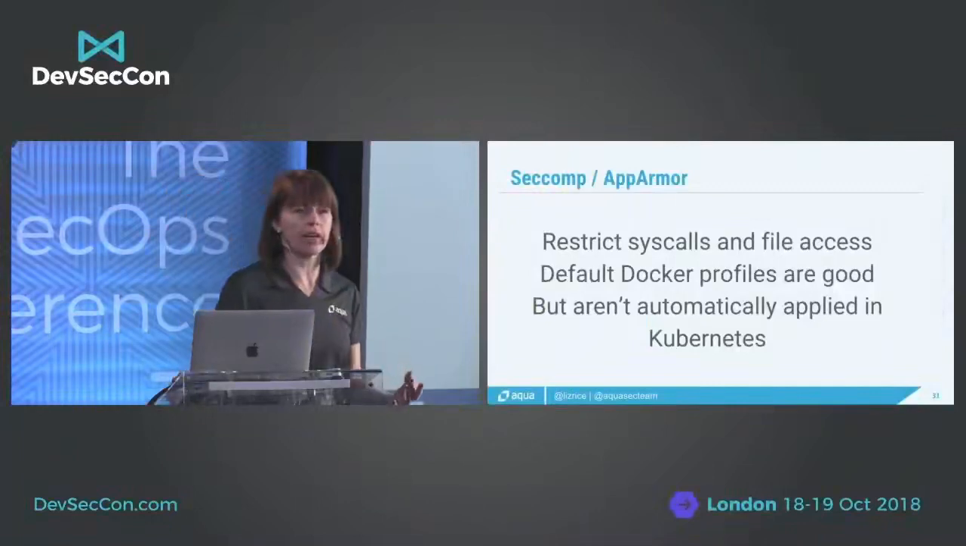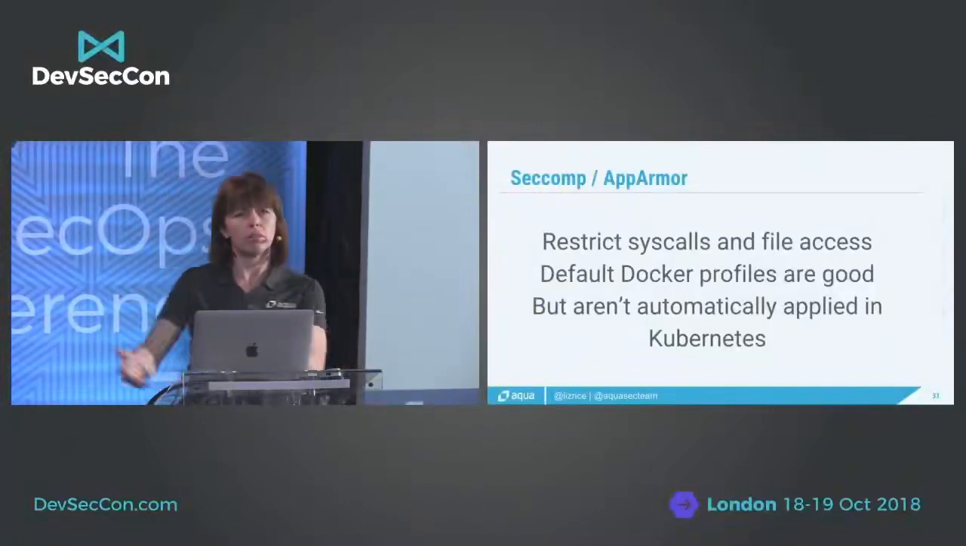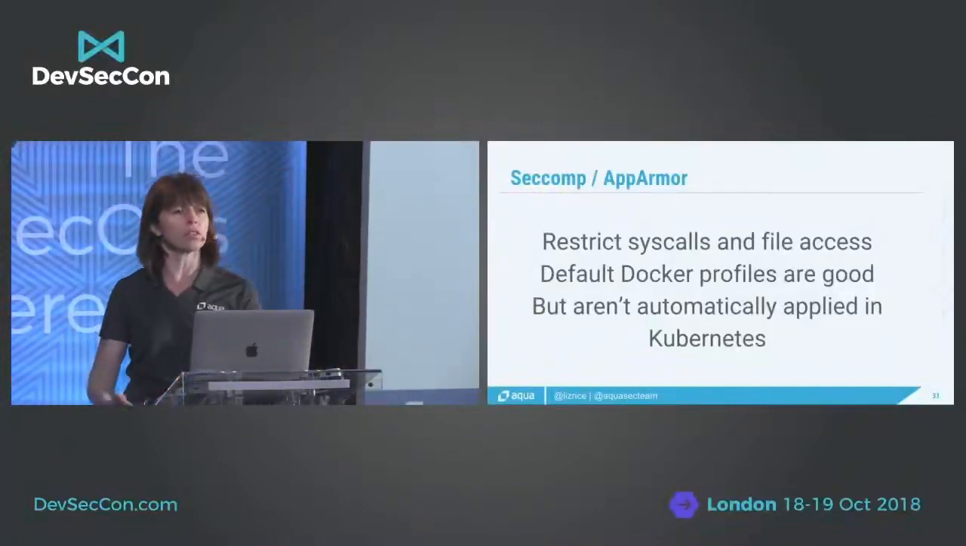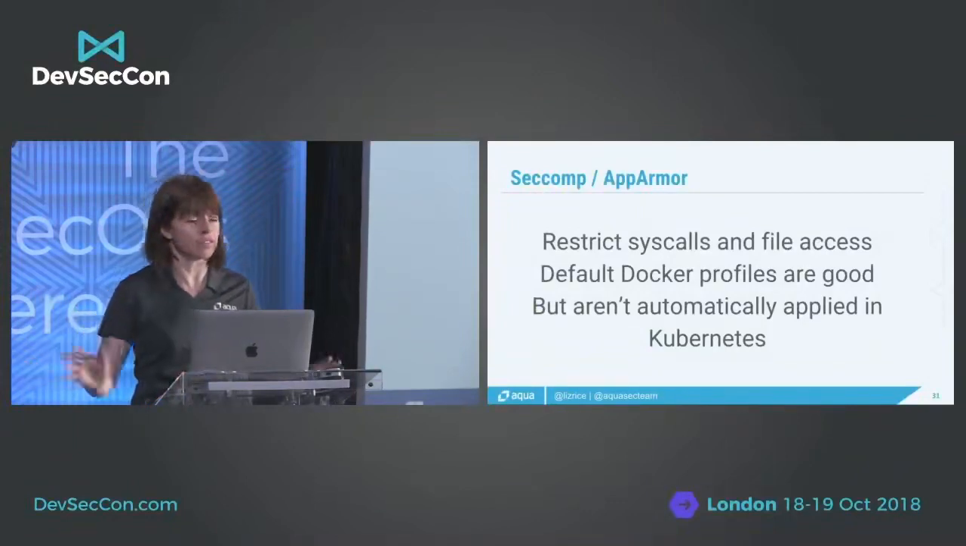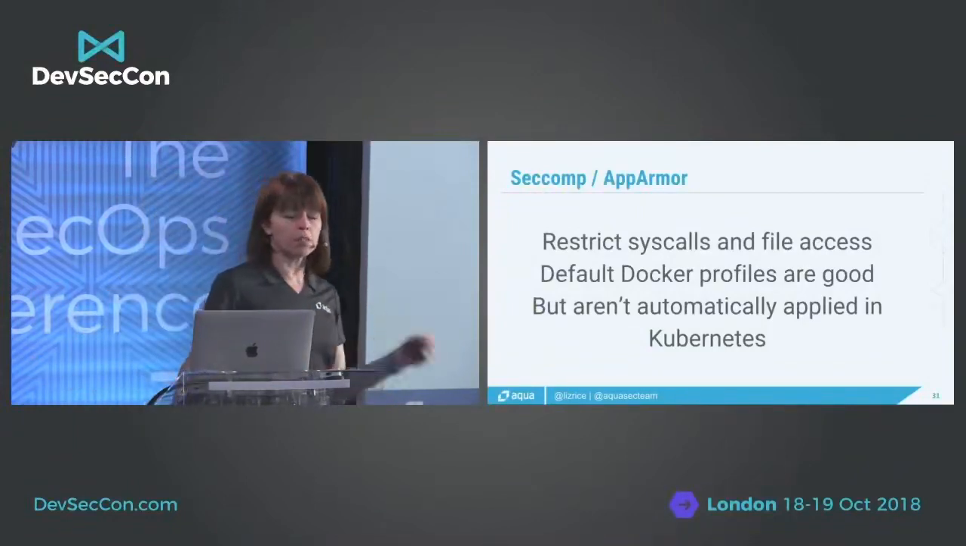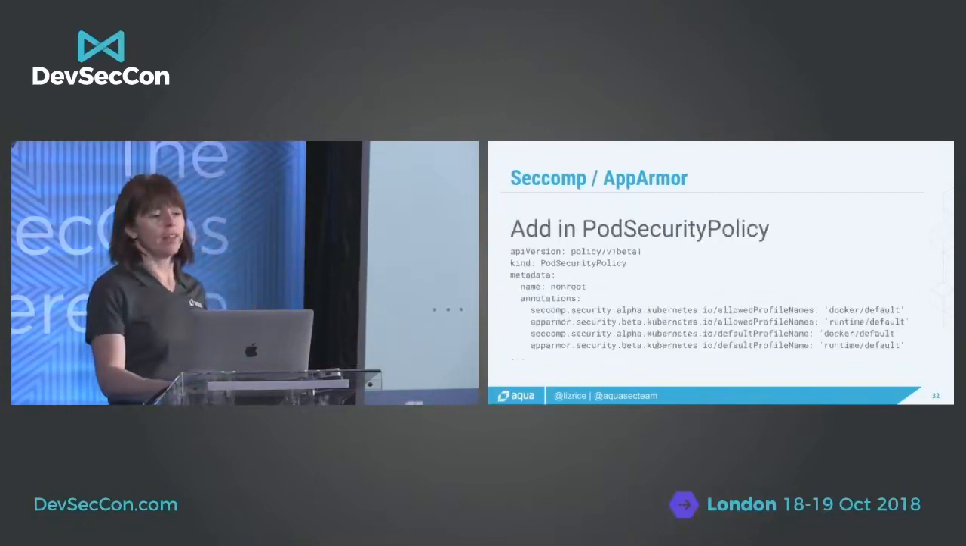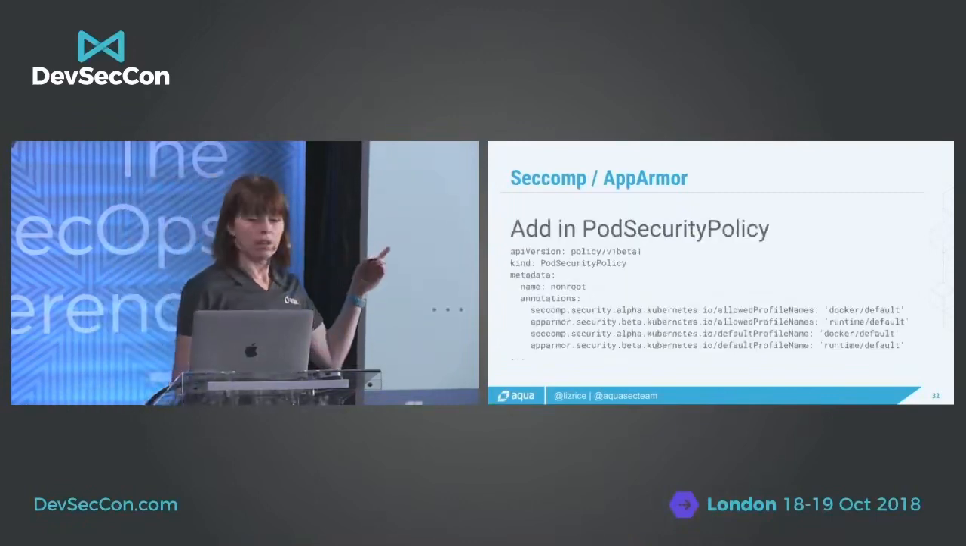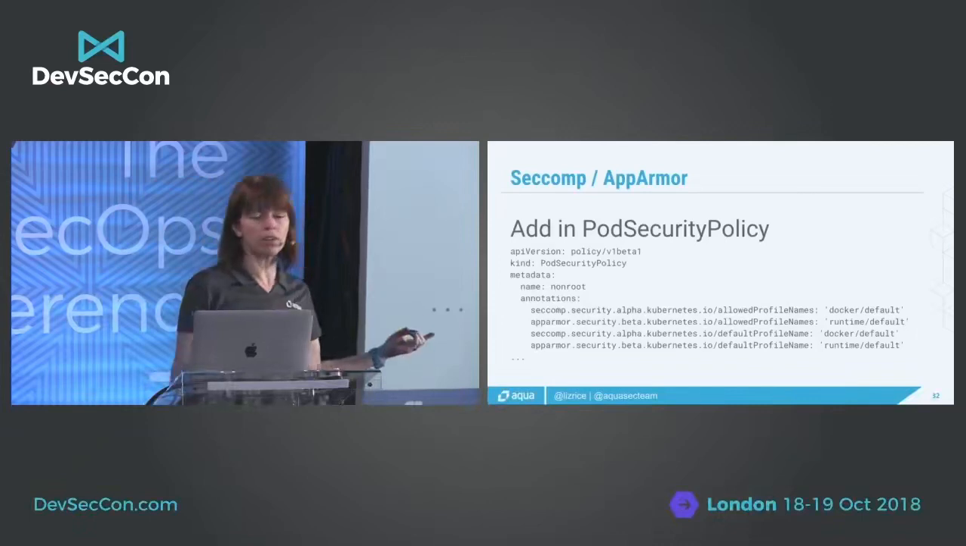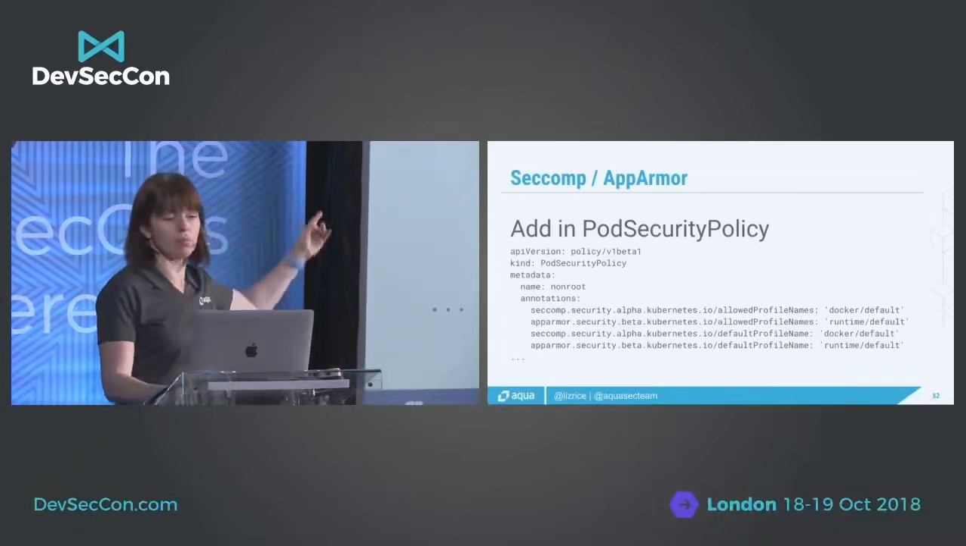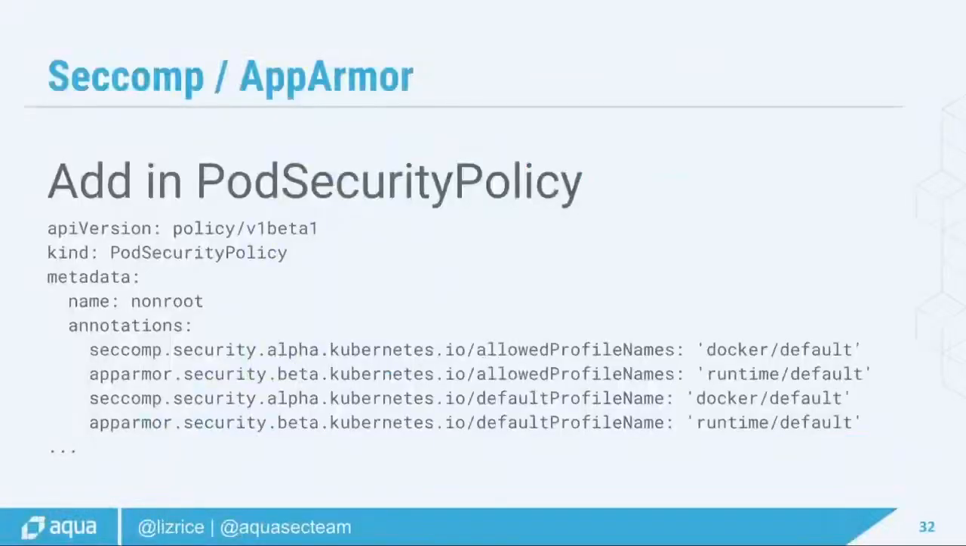But if you're using Kubernetes, they don't automatically get applied, which when I first found out was quite a surprise to me, but it was using Docker as the runtime, so wouldn't it? No, it doesn't automatically pick them up. You have to explicitly specify the Docker seccomp and AppArmor profiles in annotations, like I've done here in a pod security policy. So this is another really small but useful thing that you might want to do if you're running Kubernetes.